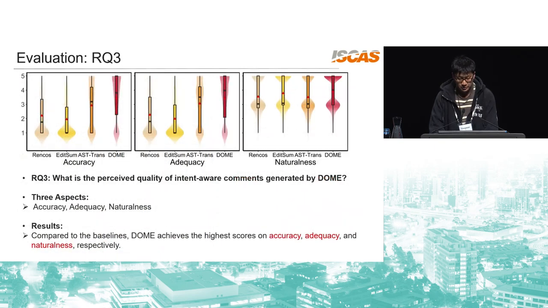The last research question is human evaluation. We explore the perceived quality of the intent-aware comments generated by DOOM. We first collect the 10 most starred Java projects on GitHub and use the auto-annotator to label this data with intents. We randomly sample 100 code snippets and generate their comments using DOOM, as well as the three best performing baselines. We invited six developers, and each developer is asked to rate each comment from three aspects. The results show that DOOM achieves the highest scores on accuracy, adequacy, and naturalness, respectively.